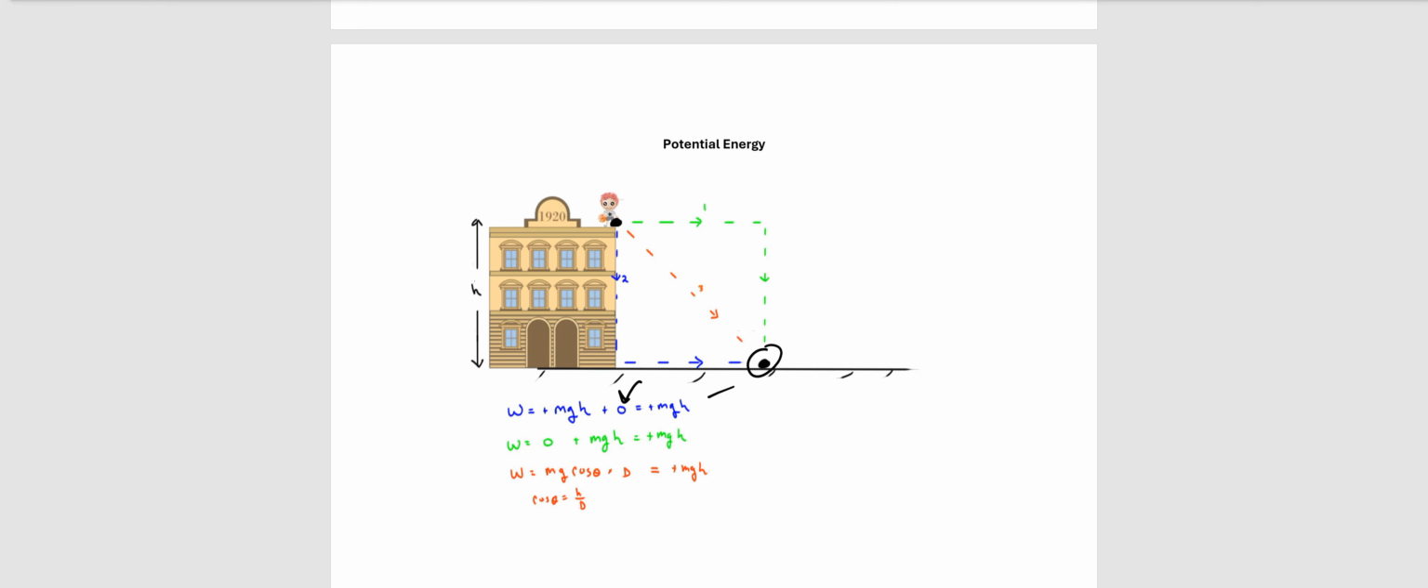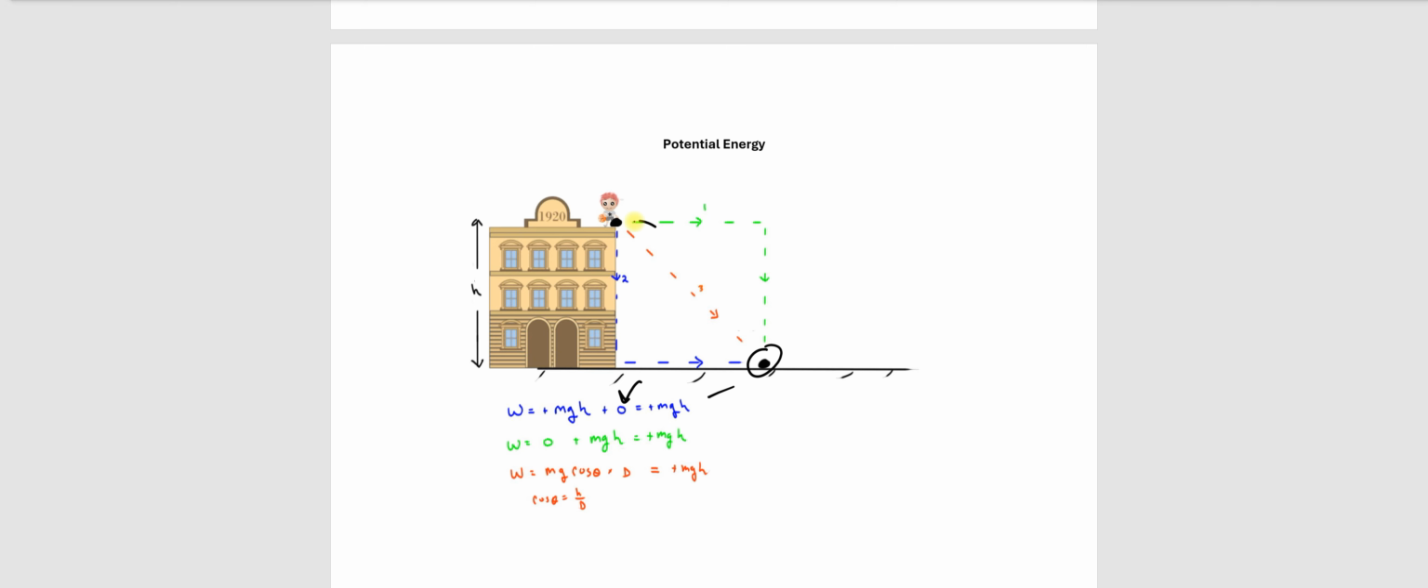Now if you take a look at path 1 here in green, the first part of path 1, the work is 0 because of the right angle, and the second part is mgh, positive, because the gravitational force is down and the displacement is down, and again we get this term, positive mgh.